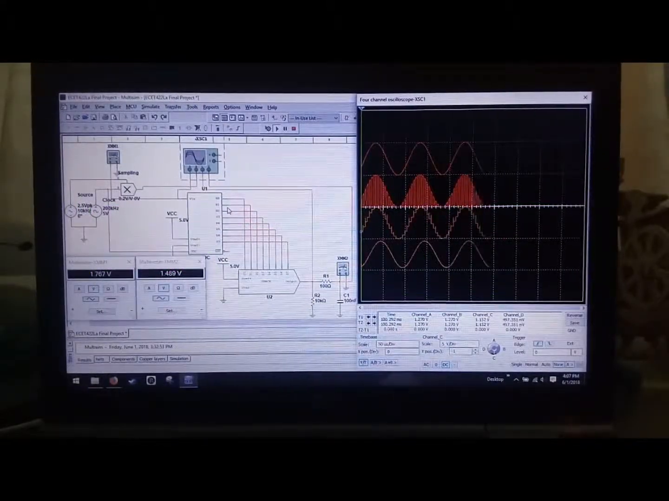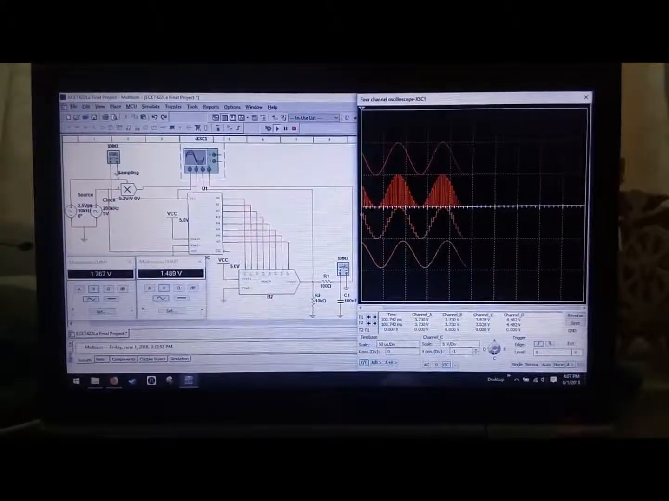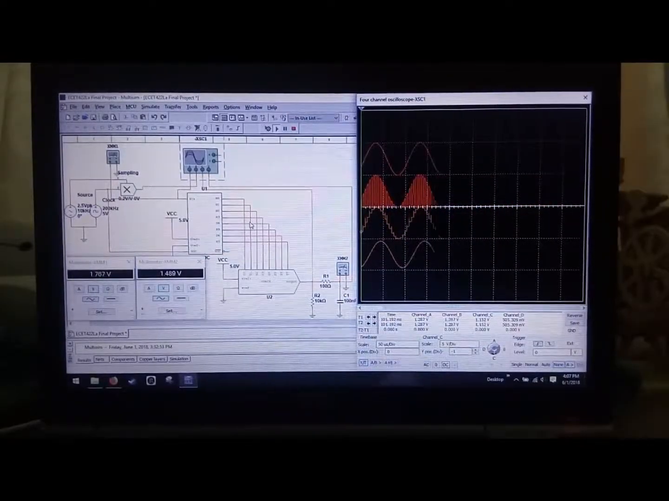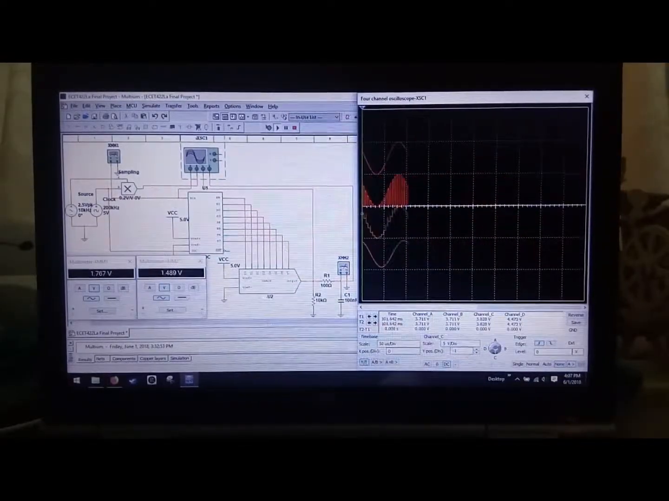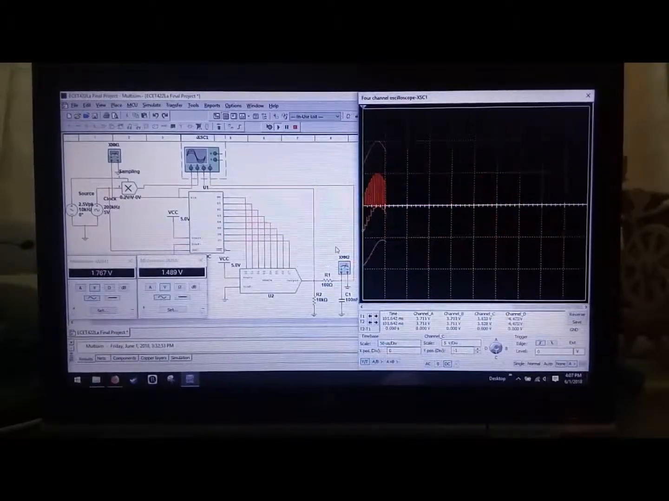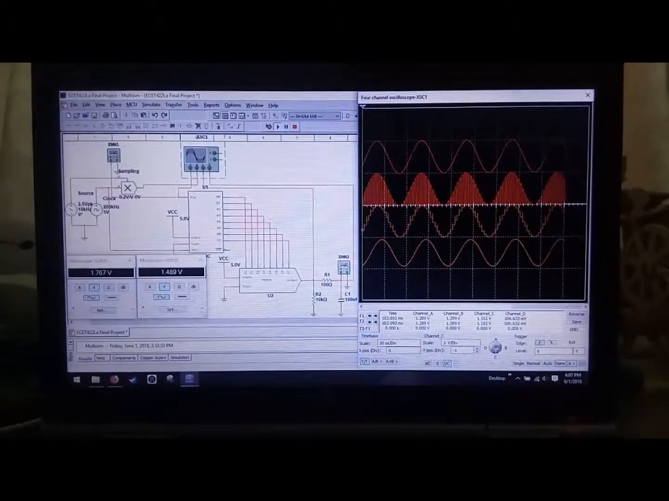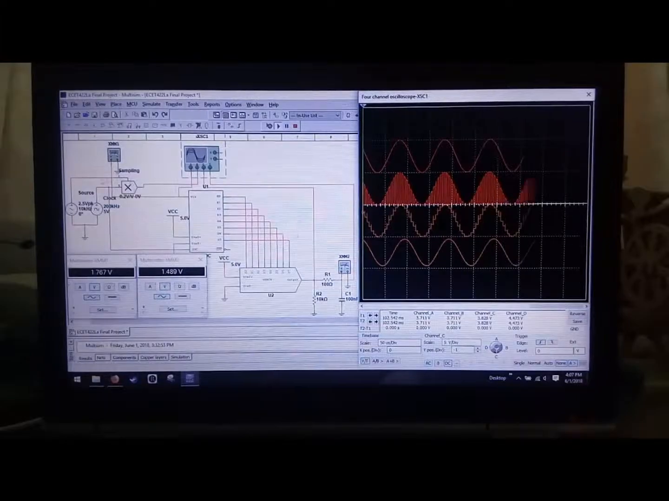Today, we'll be discussing how pulse code modulation works. First, we must see how each part of the circuit of the pulse code modulation operates. This part of the circuit is known as the sampling circuit.